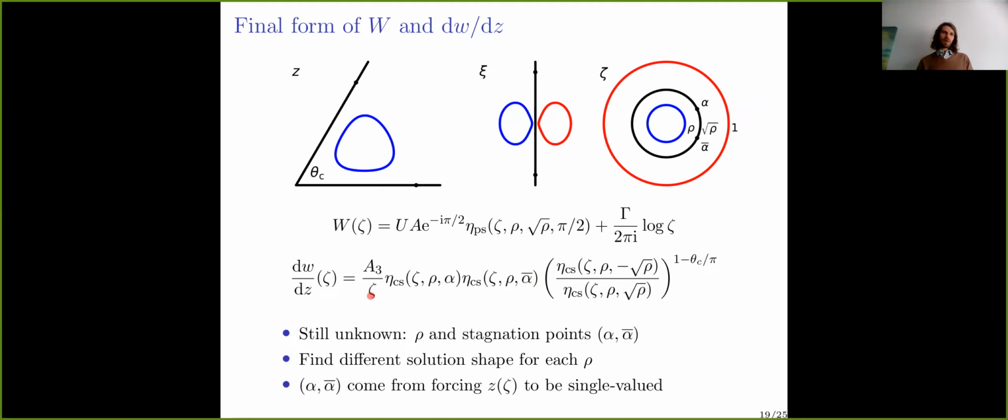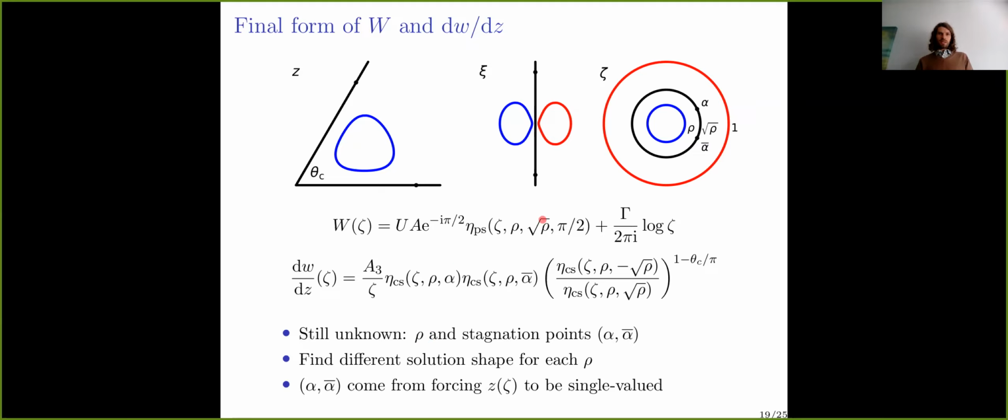And you see that the arbitrary power of zeta ended up being -1, and that came from matching the speeds must be the same constant on each boundary. So we do all that, we enforce all the conditions, but we're still in fact left with a couple unknowns. One of those is rho. Now this doesn't pose much of a problem because we can simply vary rho and get different solutions.